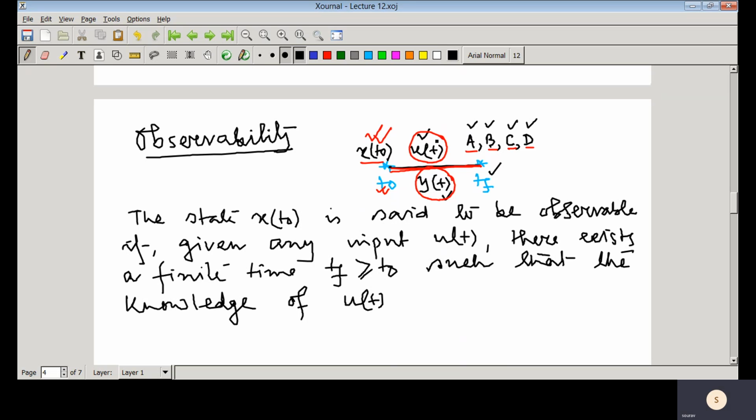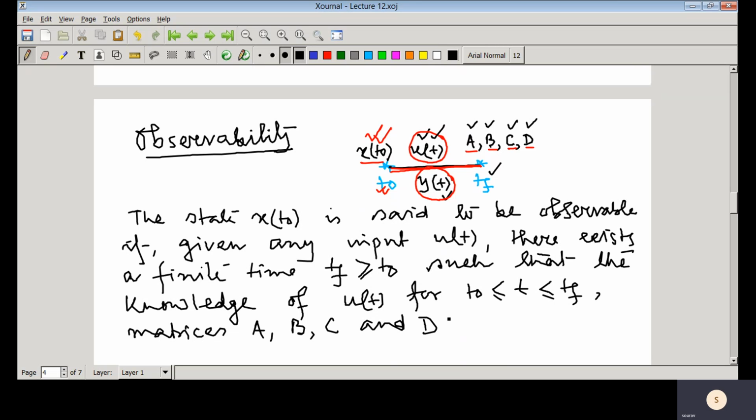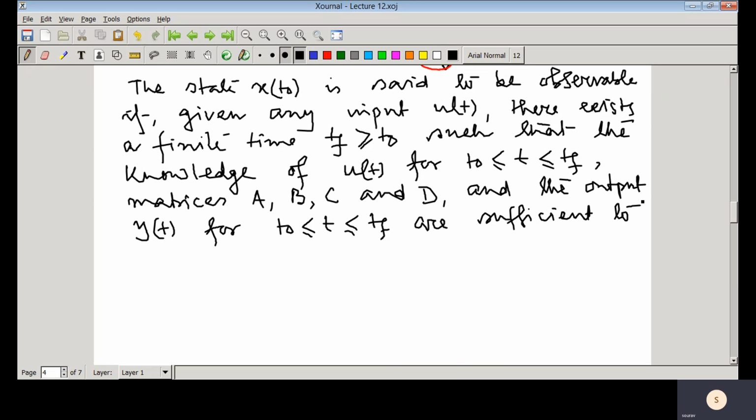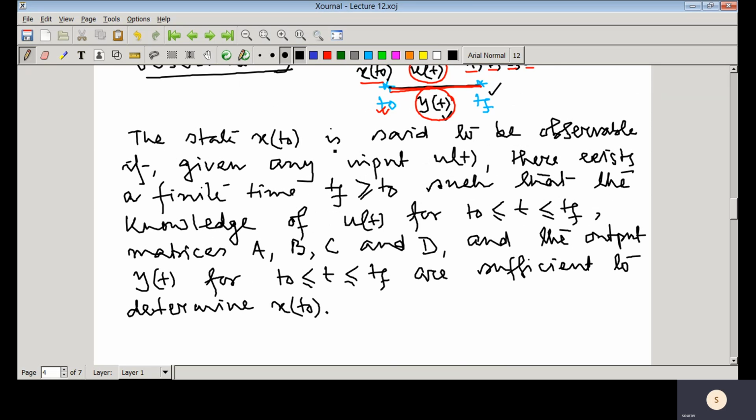u(t), as I have pointed out, if you know that control input u(t) in that interval, if you know all the state space matrices, including C and D, and the output y(t) in that same interval, then that input and output are sufficient to determine x(t0).